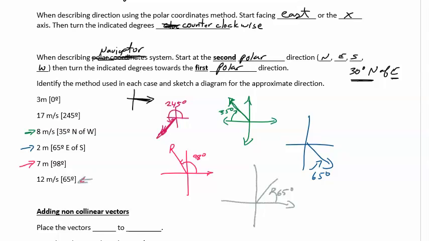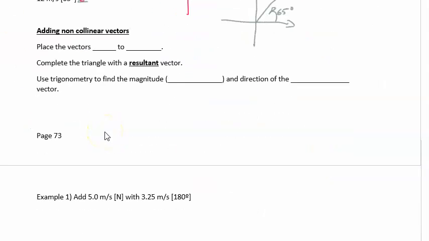Now, if we take a look at adding non-collinear vectors, meaning adding vectors in 2 dimensions, and they are not in the same plane, we're going to place the vectors tip to tail.